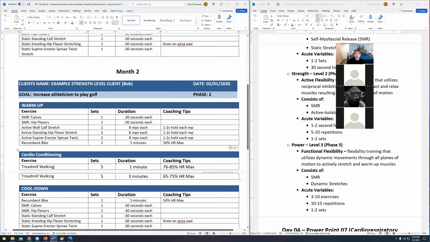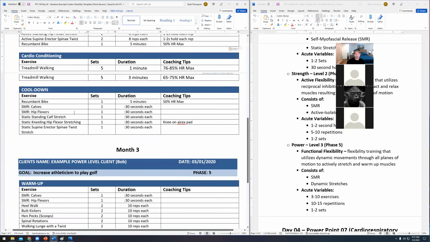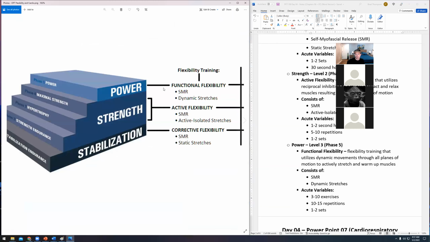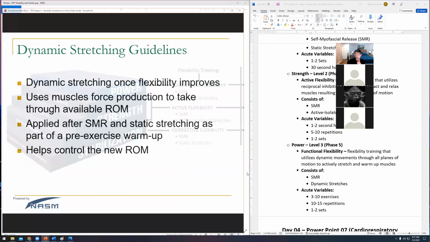So Bob's still working on his calves, hip flexors, and low back. He's still stretching those out even a month later. But now we're doing a different technique so that we don't take away from the heavier strength training that we'll do later in that workout. So if your client's in phase 2, 3, or 4, if they're in the strength level, we are going to grab our active flexibility toolbox instead.